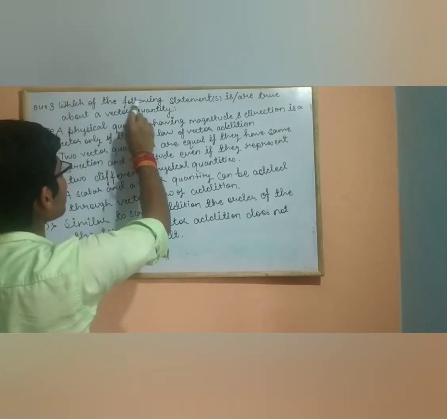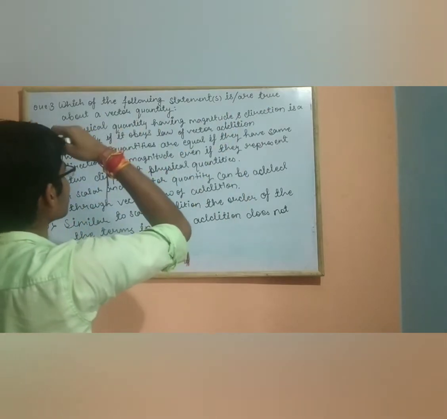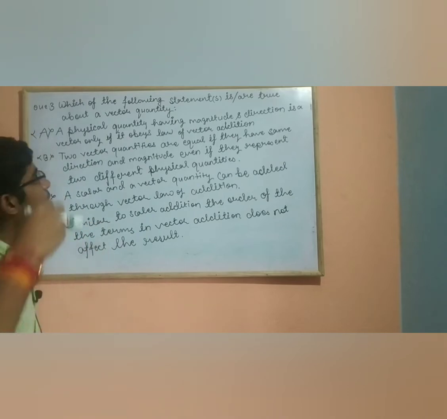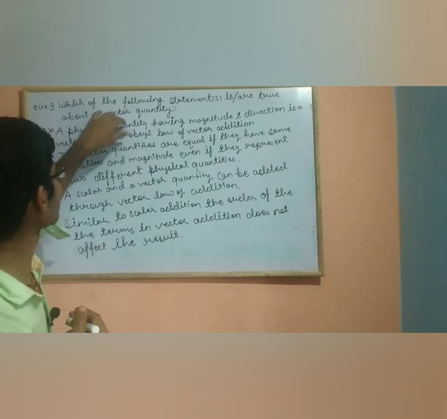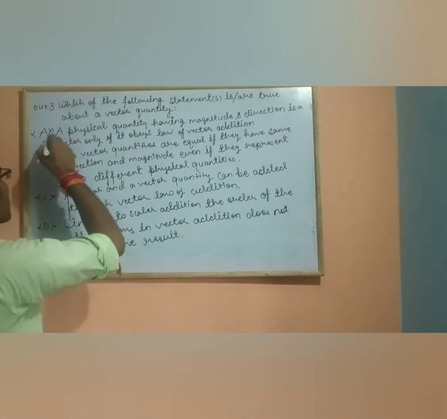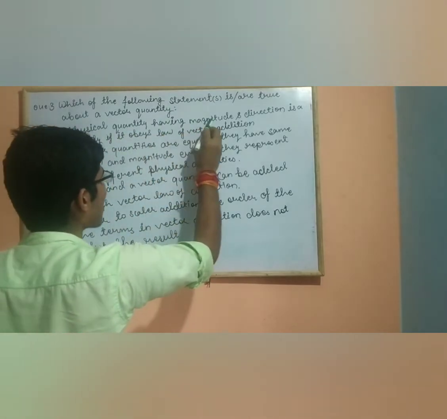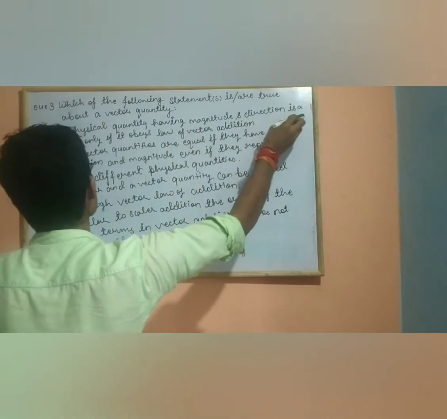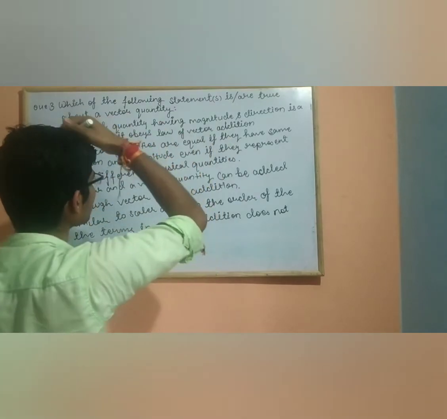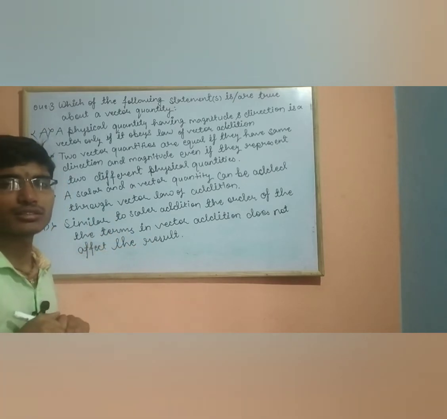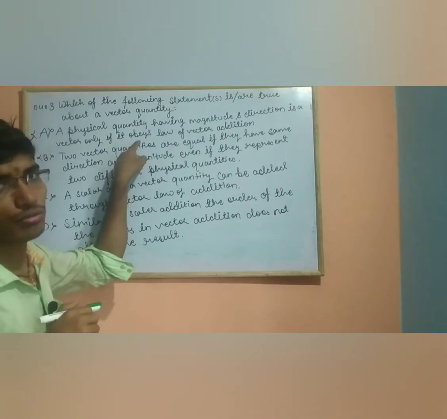Which of the following statements is true about a vector quantity? Means, which statement is true for vector quantity? So in option A: a physical quantity having magnitude and direction is a vector only if it obeys the law of vector addition. So option A is the exact definition of vector quantity.